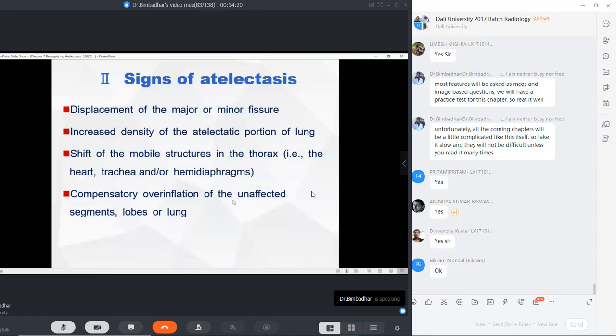The heart, either it will be shifted to the right or it will be shifted to the left. Okay. So it is a contralateral shifting depending on the atelectasis. Trachea, yes, again, it is a contralateral shifting.